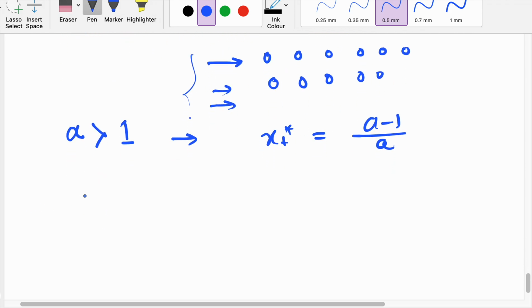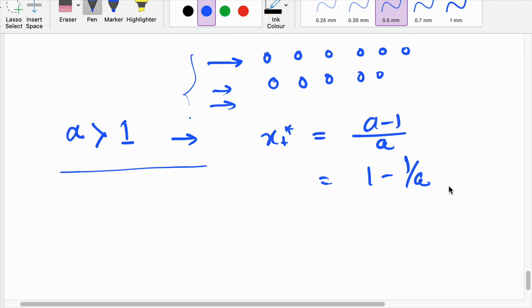Now if I increase a infinitely, would x star keep increasing? That will not be the case, because x star has the property that it is 1 minus 1 over a.